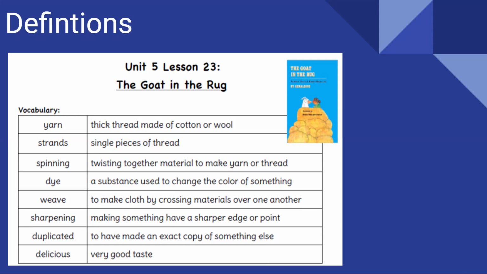Let's say sharpening 3 times in our regular voice. Sharpening, sharpening, sharpening. Great job. The next word is duplicated. Duplicated means to have made an exact copy of something. So the context clue here is copy or duplicated. They are synonyms.